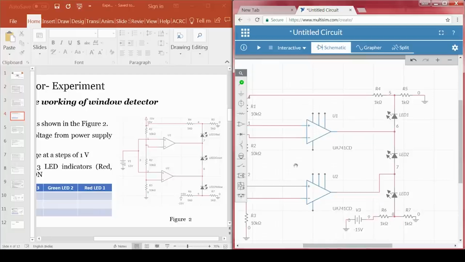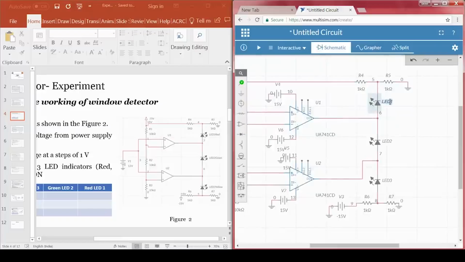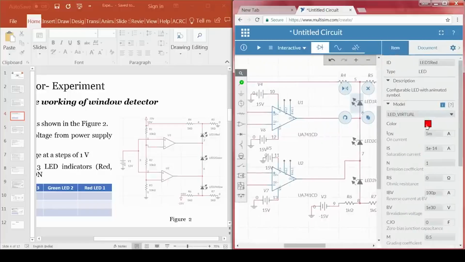Now, you have to name the LEDs. Let us say our first LED is red, the second LED is green, and the third LED is yellow. You can also color them, you can see yellow.